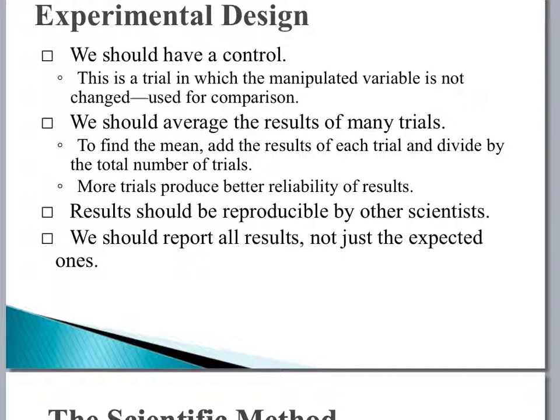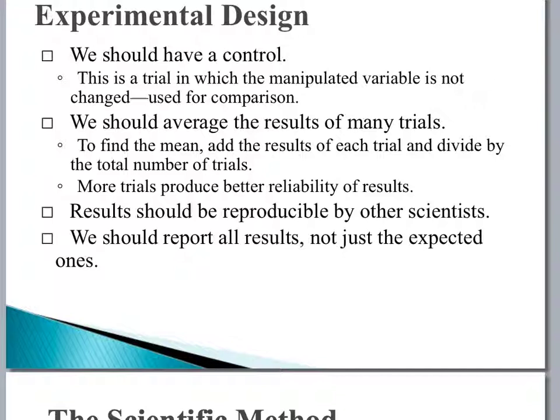And what they're talking about there is you keep one control group so that is not what is being changed, and making sure that the manipulated variable is not changed in that group so that you're able to compare with the norm. You should also average the test results of many trials. 1 or 2 trials is not going to be enough to make a significant statement of your data and making sure that your results are accurate.